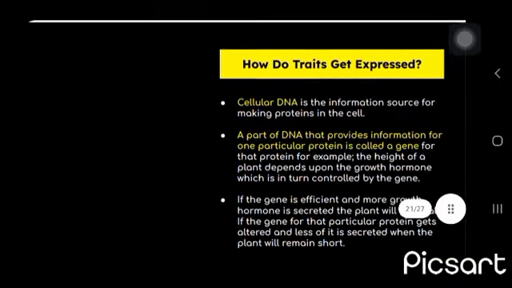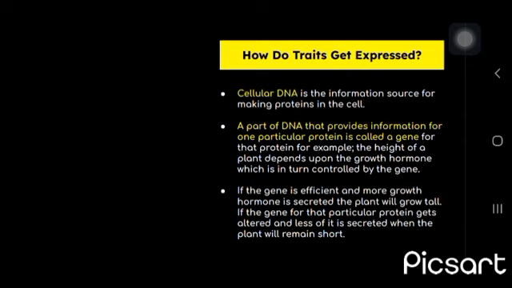How do traits get expressed? Cellular DNA is the information source for making proteins in the cell. A part of DNA that provides information for one particular protein is called a gene. For example, the height of a plant depends upon the growth hormone, which is in turn controlled by the gene. If the gene is efficient and more growth hormone is secreted, the plant will grow tall. If the gene for that particular protein gets altered and less of it is secreted, then the plant will remain short.